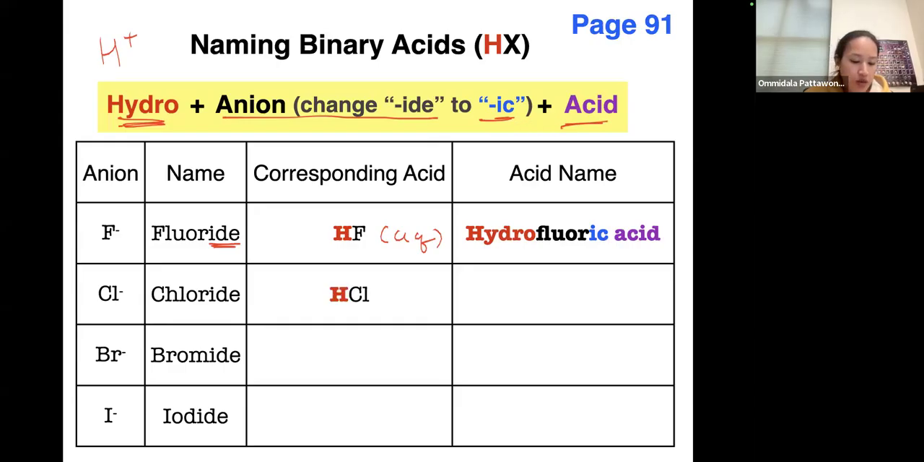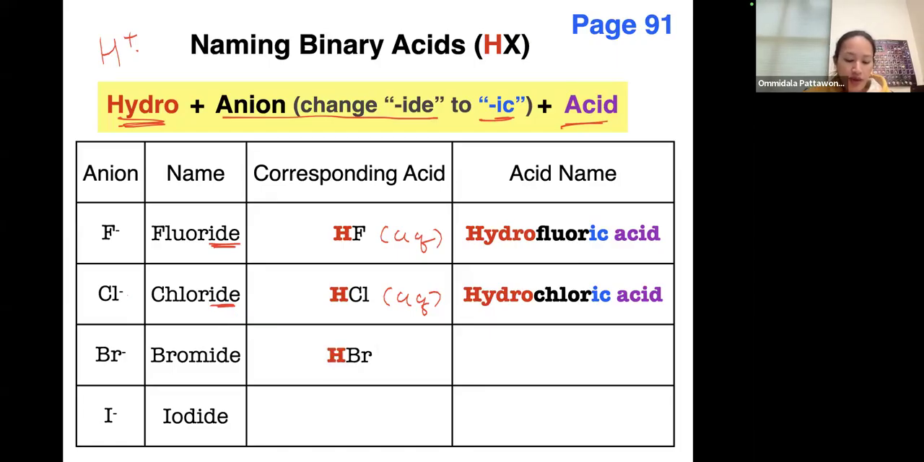For HCl, because it's 1-to-1, it will be just HCl. Don't forget AQ, so aqueous. The name of this, because it has no oxygen, it's just HCl, so the name would include hydro, followed by chloride, change ide to ic, so chloric, followed by acid.